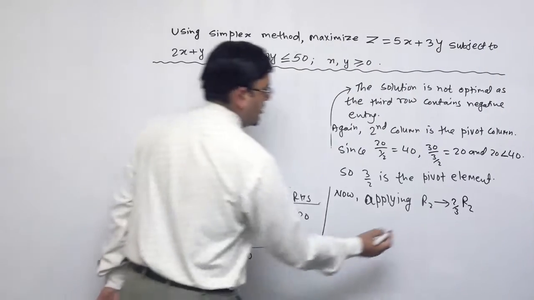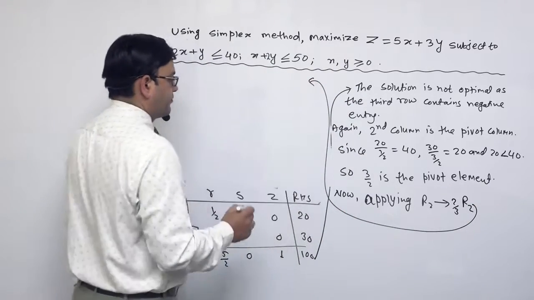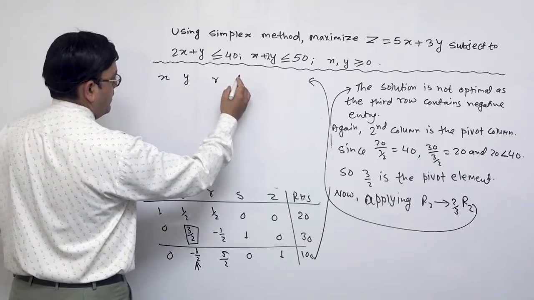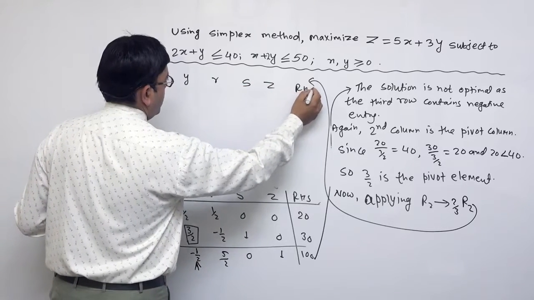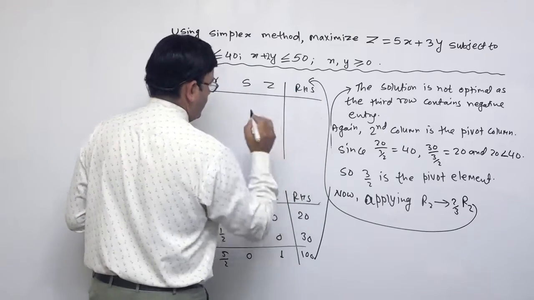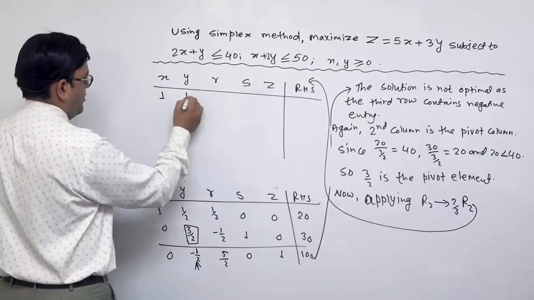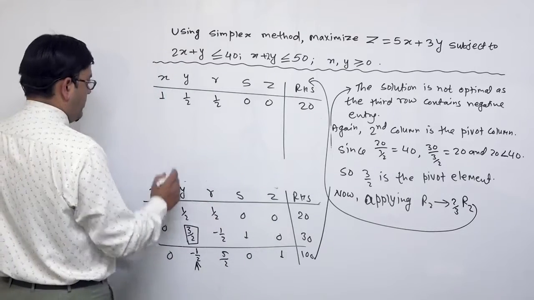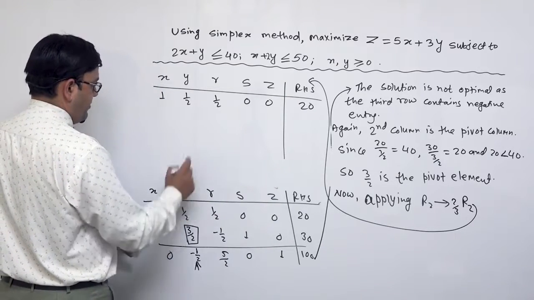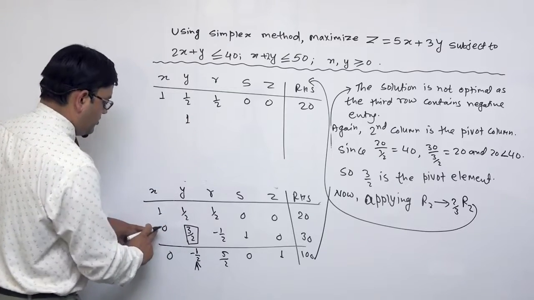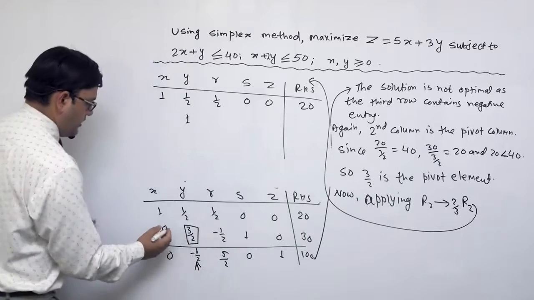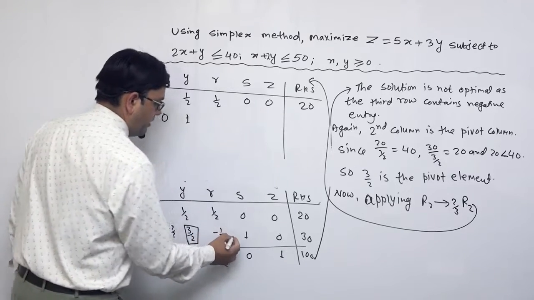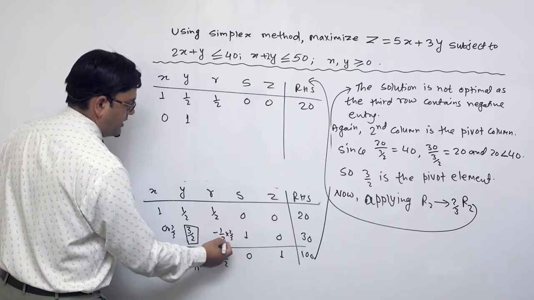Now we write x, y, r, s, z and RHS. x is 1, y is 1/2, then 0, 0, and 20, and here we have 3/2. In the middle we get 1. Now see, 0 times 2/3 is 0, and here times 2/3 makes the 2s cancel, giving -1/3.